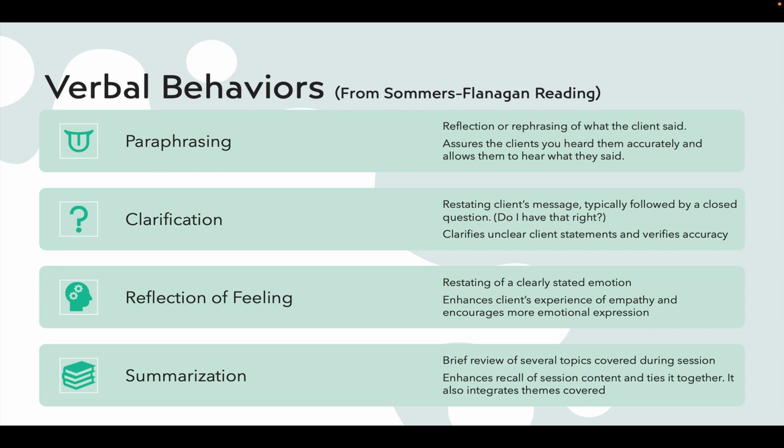So again, the Summers and Flanagan reading had verbal behaviors. For example, there's paraphrasing. This is when you reflect or paraphrase what you heard the client say. This assures the client that you heard them accurately and allows them to hear what they actually said. Clarification is, again, restating the client's message, typically followed by a closed question like, did I have that right? Is that correct? It clarifies unclear client statements, as well as verifying the accuracy that the therapist heard them correctly.